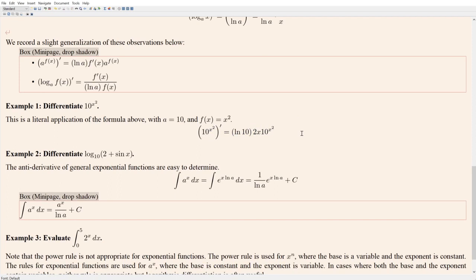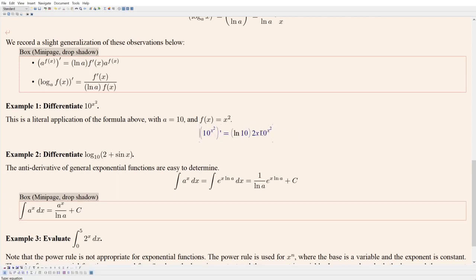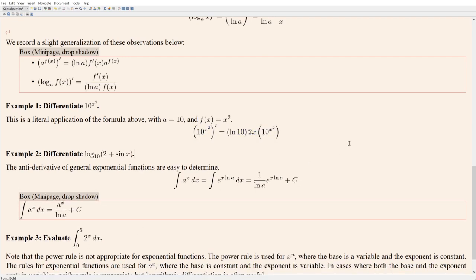For some reason, this is making me uneasy. Having this... Let me do this. There. I don't know. That looks a little bit better to me. One moment.